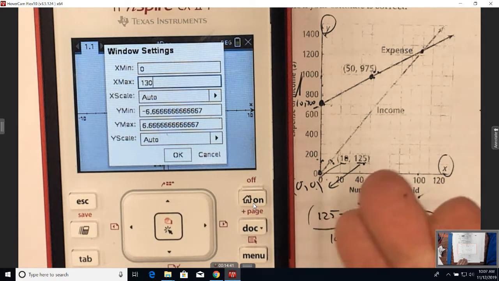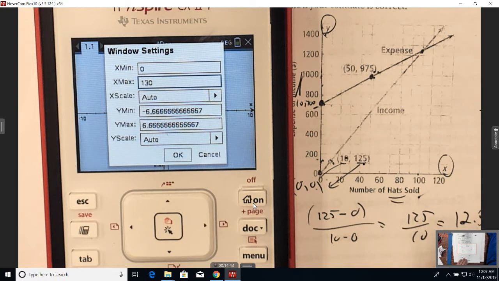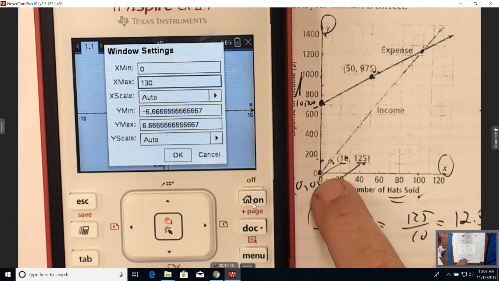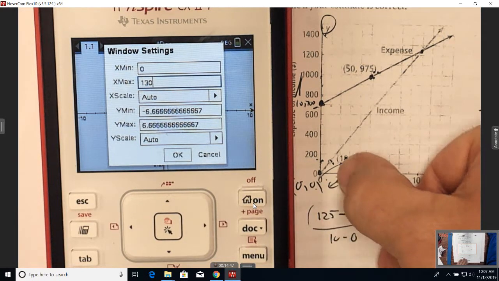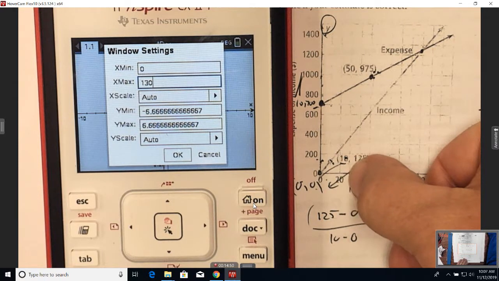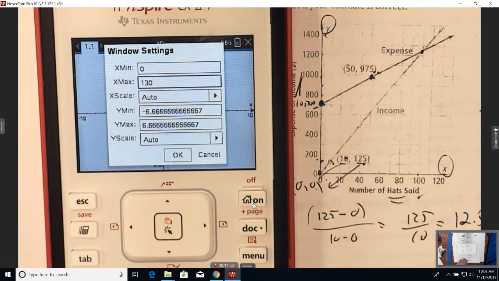All right, so what is scale? That's what you're counting by. The intervals that you're counting by. So I'm counting by each one of those little marks: 10, 20, 30, 40. So that's your scale, what you're counting by. So we're going to change that to 10.